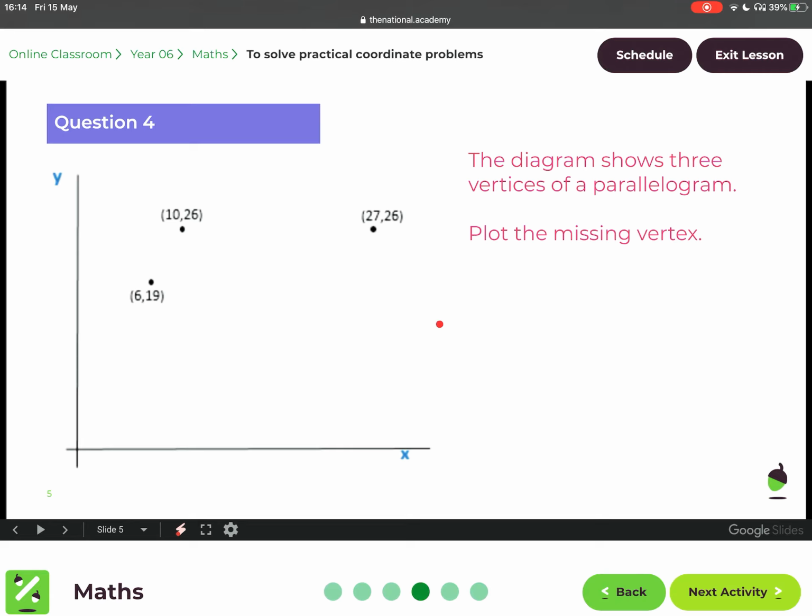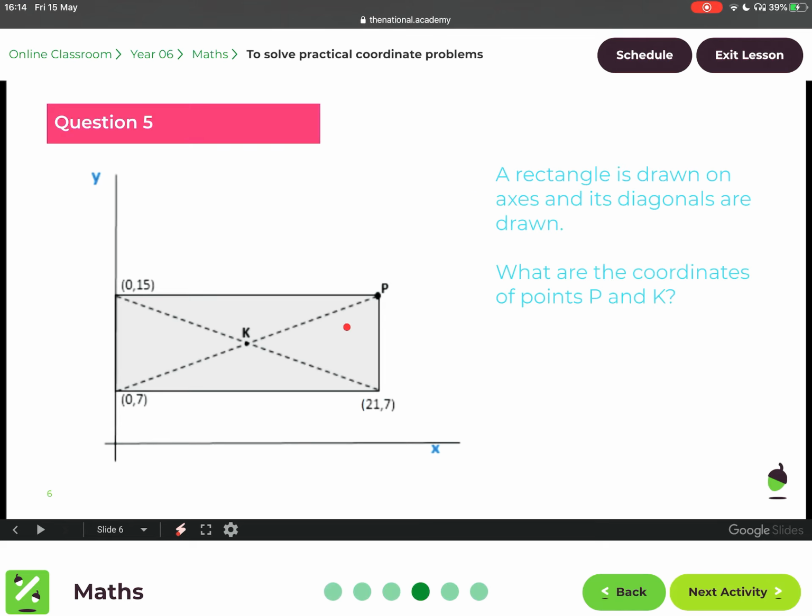Question 4. The diagram shows 3 vertices of a parallelogram. Plot the missing vertex. That would be 23, 19. It would be roughly around here, 23, 19.